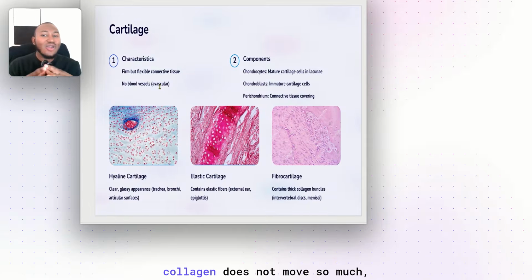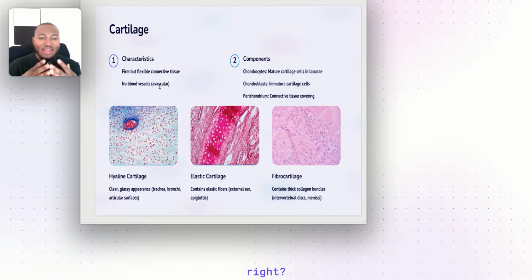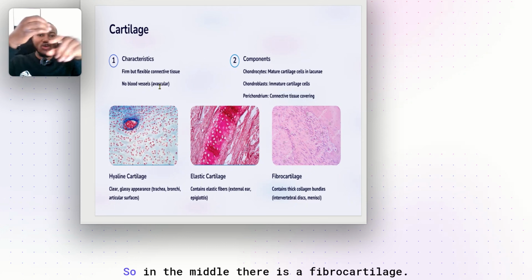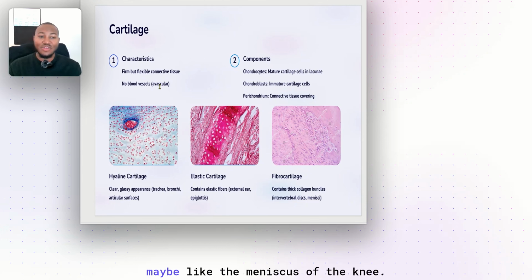Because of that, you remember collagen does not move so much, right? So we find it at the intervertebral disc. This is your vertebral disc. So in the middle, there is a fibrocartilage. Same thing with the meniscus, like the meniscus of the knee. It's very, very important for you to know these examples.